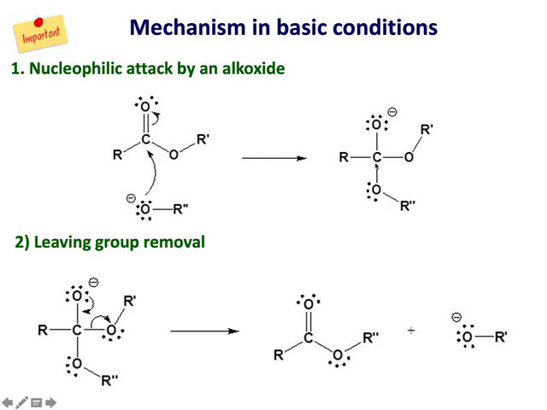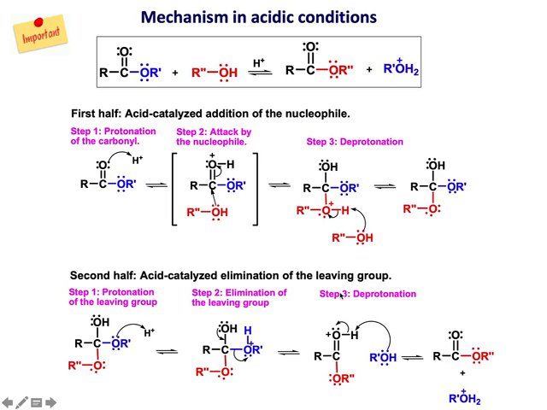This nucleophile is attached on C. After the attack, we have leaving group removal, which is the elimination step, to form C double bond O. So OR will leave from this C double bond O. So that was the basic condition. Now this one is for the acidic condition.